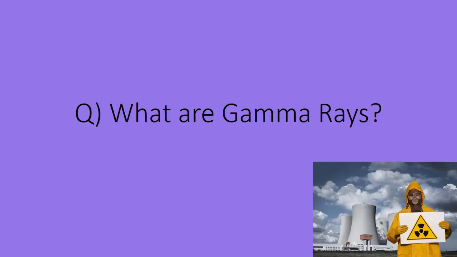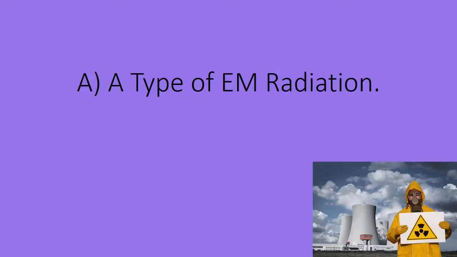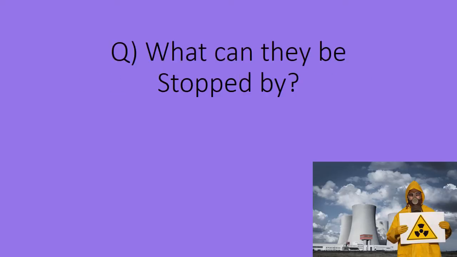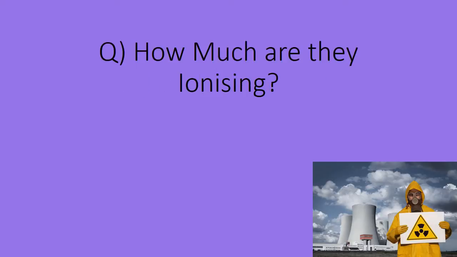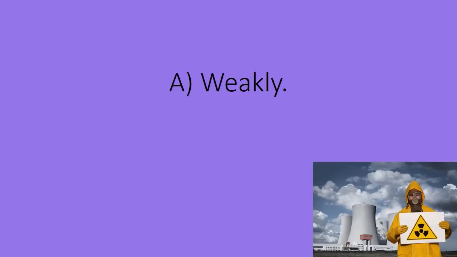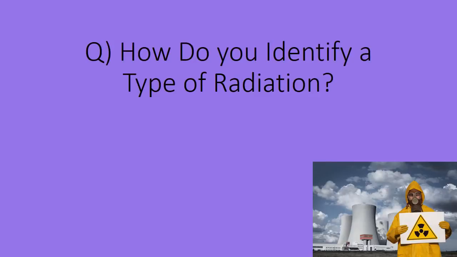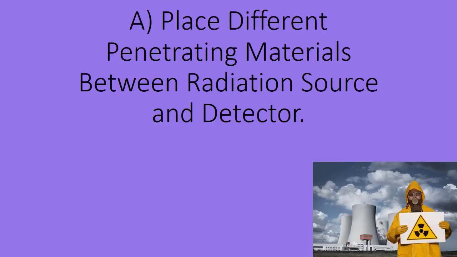What are gamma rays? A type of EM radiation. What can they be stopped by? Thick concrete. How much are they ionizing? Weakly. How do you identify a type of radiation? Place different penetrating materials between radiation source and detector.